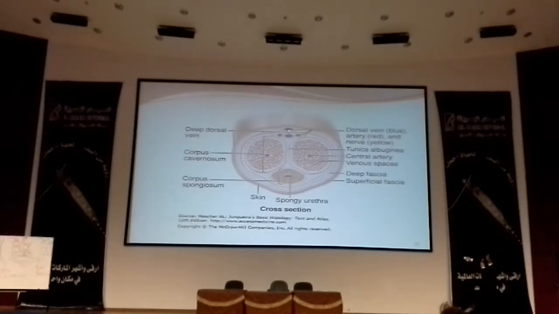Now, regarding the veins, you see there is a dorsal vein. There is a superficial one and a deep one, and there is a central artery. And in the spongy one, the corpus spongiosum I mean, there is the urethra, and all these three structures are encircled with a fibrous membrane called tunica albuginea. Tunica albuginea. Next, please.